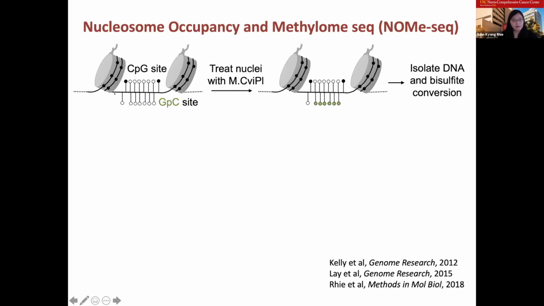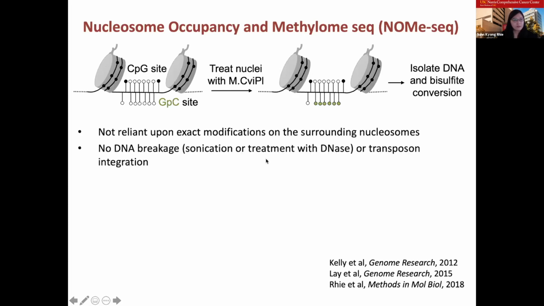So we isolate nuclei and then we treat with this M.CviPI. The regions that are open will be GpC methylated. After we get those, we can perform bisulfite conversion and then sequencing to identify nucleosomes and also endogenous DNA methylation. So as I mentioned, NOMe-seq has lots of advantages.